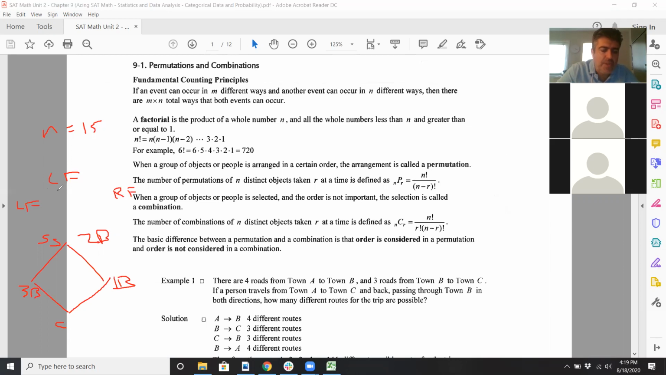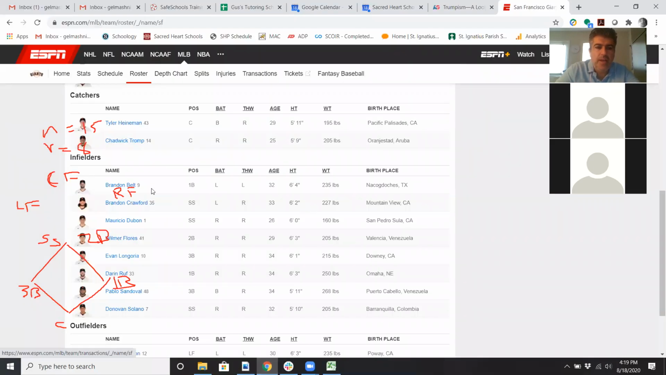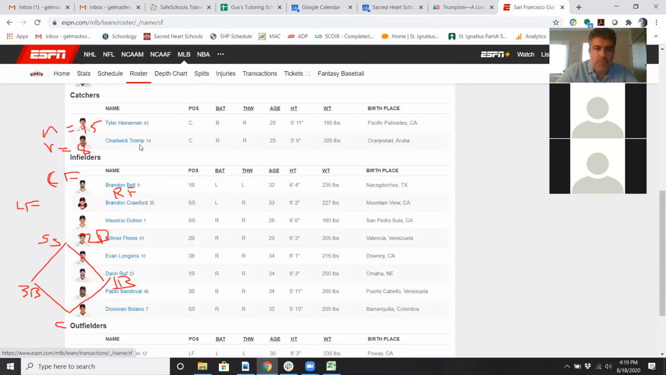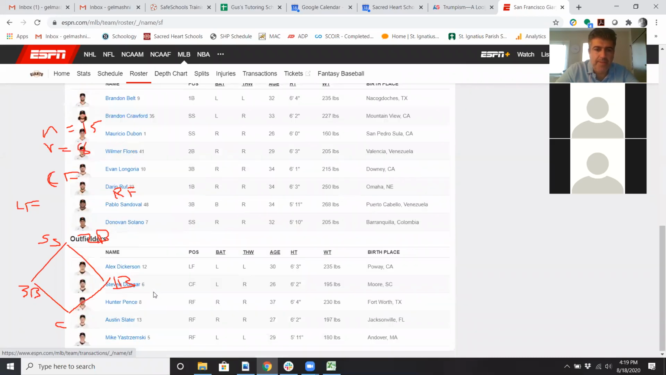So these are the positions, right? You have a catcher, first base, second base, shortstop, third base, right field, center field, left field. So those are all distinct positions, right? So obviously of these n people, I need to pick 8. I need to pick 8 of these 15 people to fill these different spots. So going back to here, obviously maybe I'll pick Chadwick Tromp and Brandon Belt and Evan Longoria and Pablo Sandoval and Donovan Solano, Alex Dickerson, you know, so I have to pick these 8 guys.